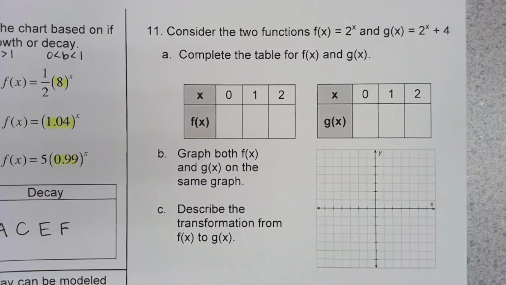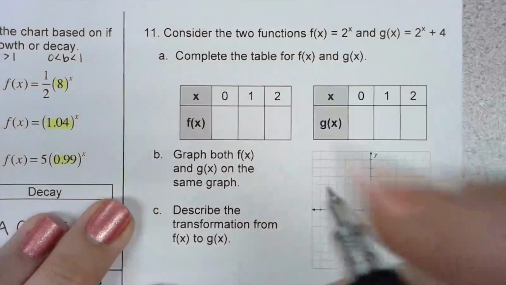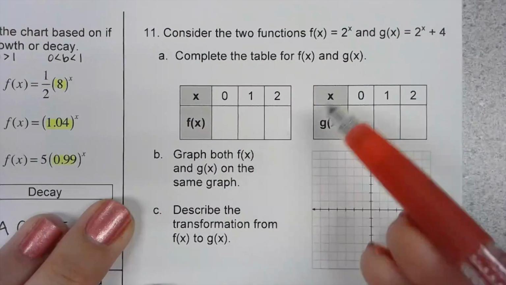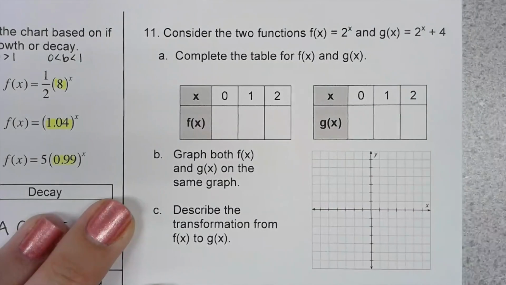Question number 11 gives us 2 functions to consider. It wants us to start by making tables for both of them. So here's my table for f of x. That's my first one. I'm going to do that one in black. And then this is my table for g of x, my second one, and I'll do that one in red.